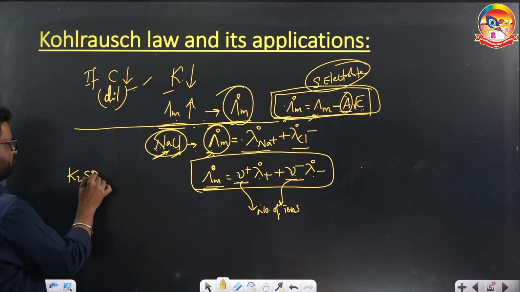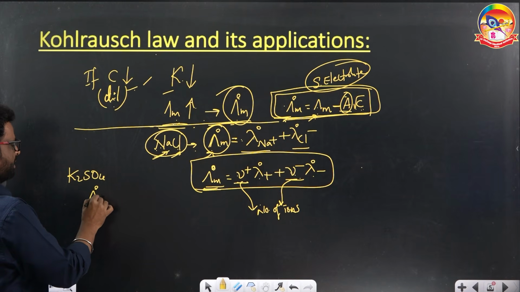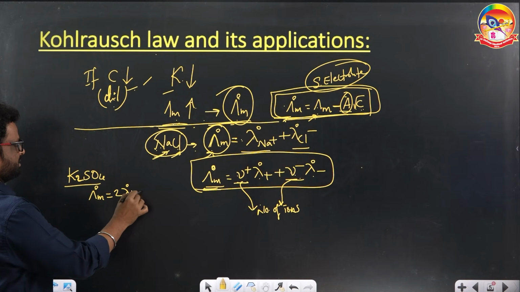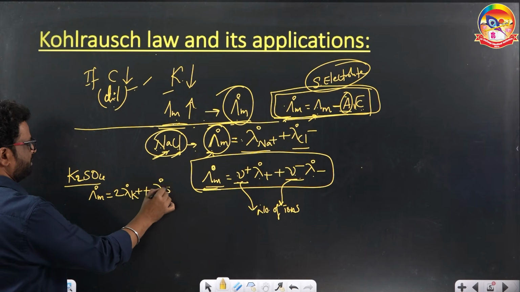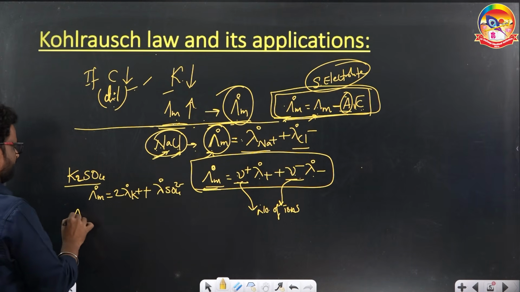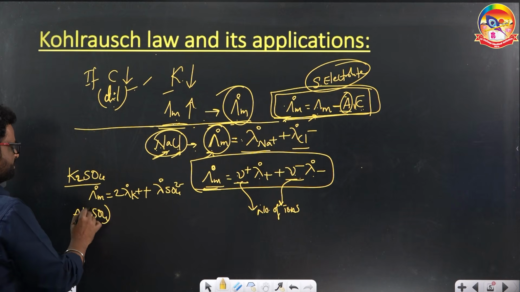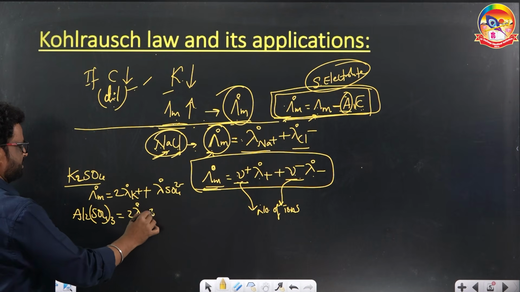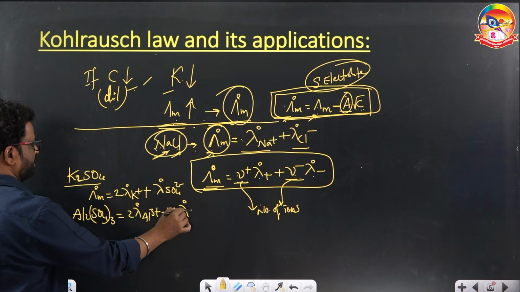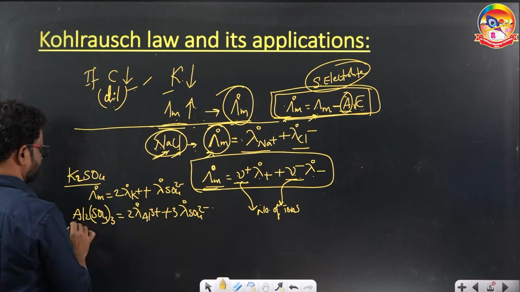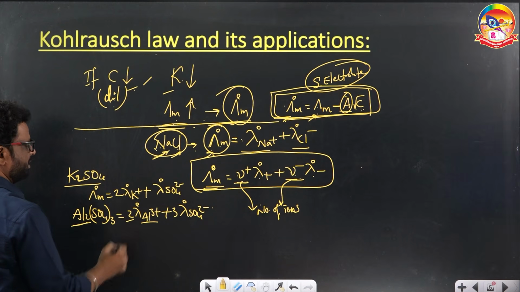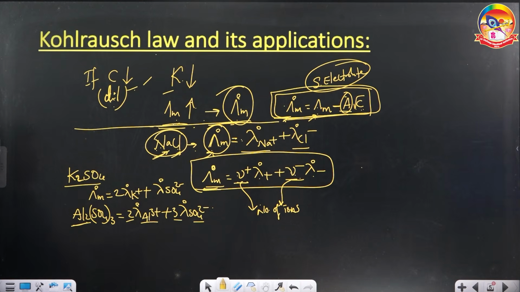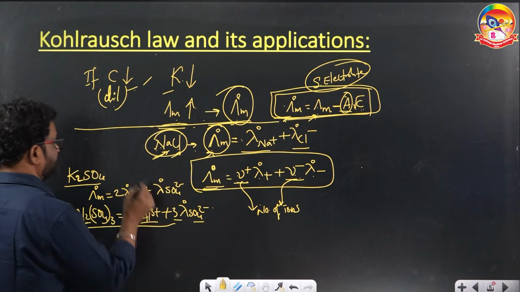Take for example K2SO4. For K2SO4, lambda naught m becomes, there are two K plus ions, so 2 into lambda naught of K plus, plus lambda naught of SO4 2 minus. Similarly, if it is Al2(SO4)3, you have to write it as 2 into lambda naught of Al3 plus, plus 3 into lambda naught of SO4 2 minus. That means the coefficients, number of ions, multiplied by ionic conductance. So this way you can give the mathematical expression for Kohlrausch law.